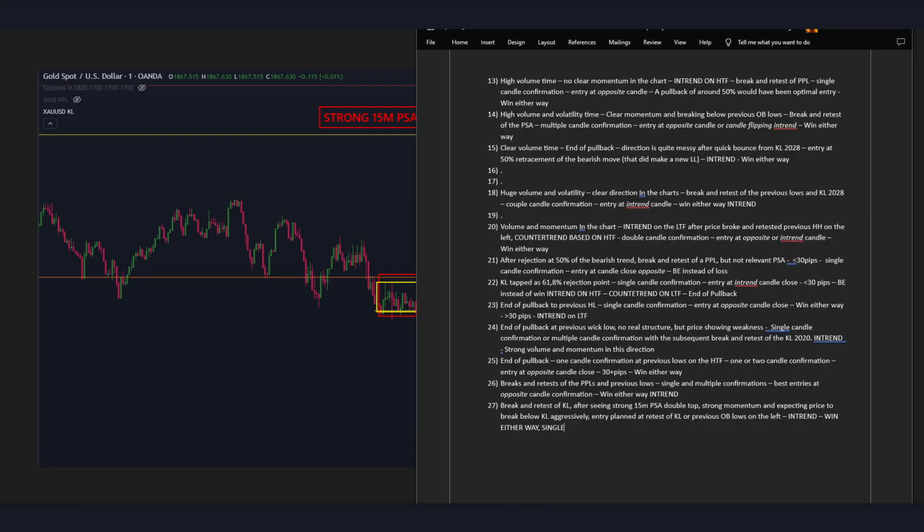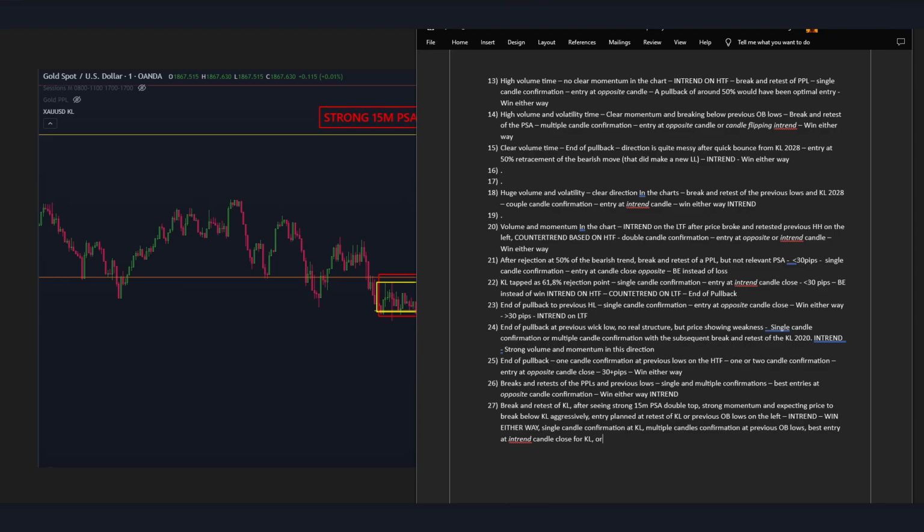Okay, single candle confirmation at the key level, multiple candle confirmation at the previous order block. Best entry at in-trend candle close for the key level.